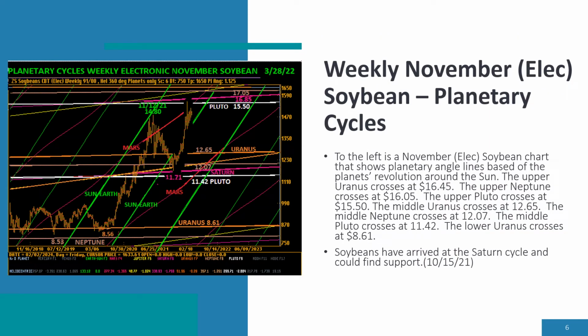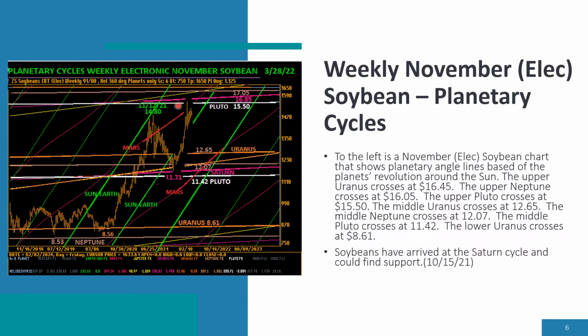This fourth chart is a weekly November electronic soybean showing planetary cycles. A couple things to point out on this chart: we supported down here near Uranus, crossed at 861. Then we've been rallying in between the two Marses while we broke above here. But what's interesting about this chart is down here at Saturn. You see Saturn crossed at 1171. The market came down and made a low, and then rallied to the upper Saturn and stopped.